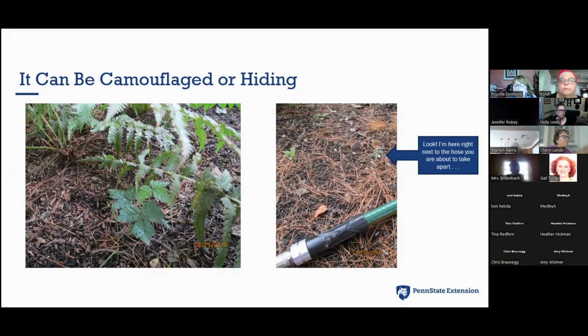And then this one, I actually put a little dialogue box there. Look, I'm right here next to the hose you're about to take apart. And so if I didn't have gloves on and I had my hands down there taking this hose apart, I could easily brush against this itty bitty seedling and cause myself a lot of grief.